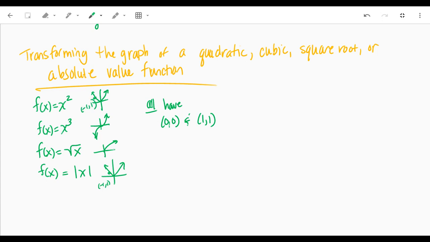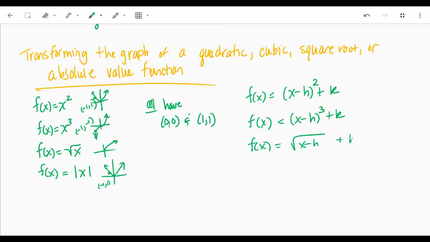Okay, your cubic has negative 1, negative 1. And then obviously your square root has nothing to the left of it. Okay, so there's some important points on here that we can use. And then just remember, if we do our transformations, f of x would be (x minus h) squared plus k for your quadratic. For your cubic, (x minus h) cubed plus k. Absolute value, square root of x minus h plus k.